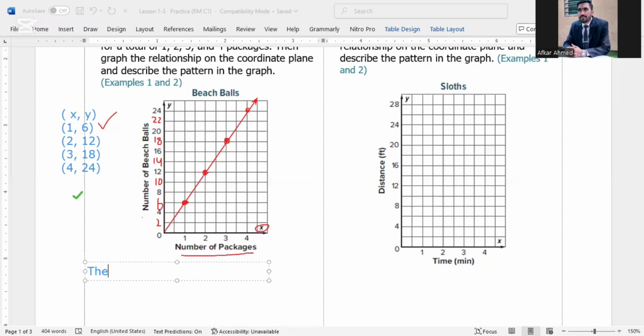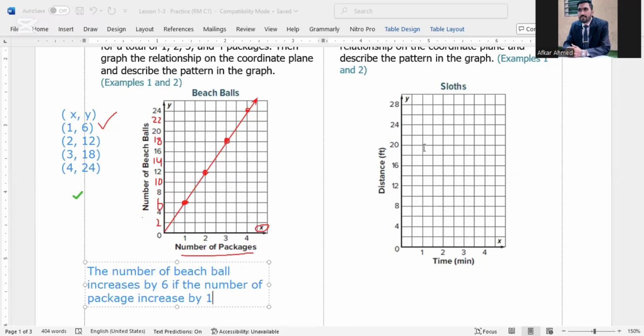The number of beach balls increases by 6 if the number of packages increases by 1. And if you increase the number of packages by 1, 6 balls will increase. Okay, this was question number 1.